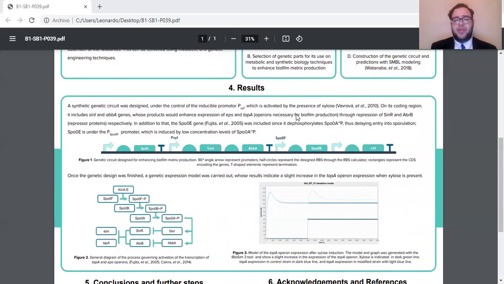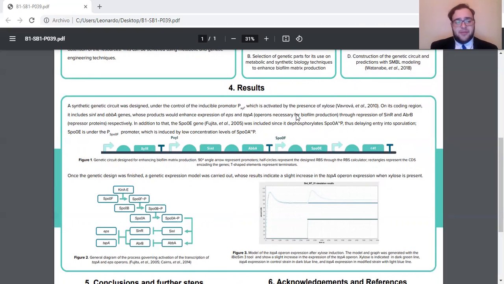Then within our circuit, we also incorporated the Spo0E gene under the control of a Spo0A-dependent promoter. This section of our circuit would allow us to sense the increasing concentration levels of phosphorylated Spo0A and thus reverse its process of phosphorylation, thus delaying entry into sporulation.